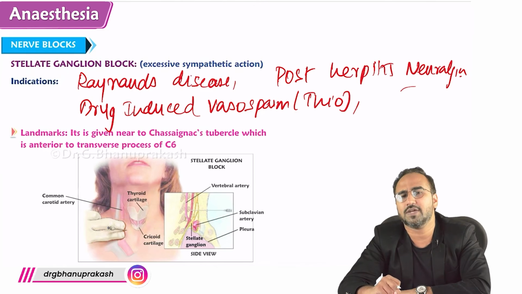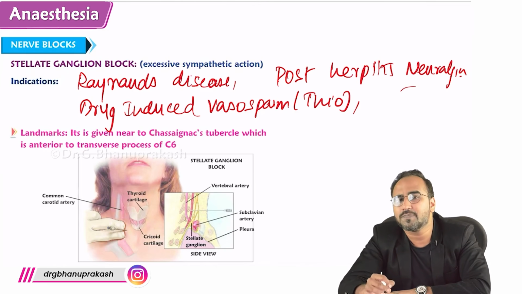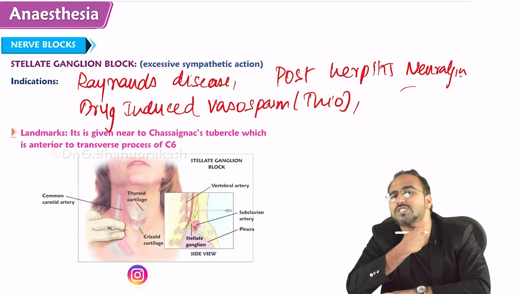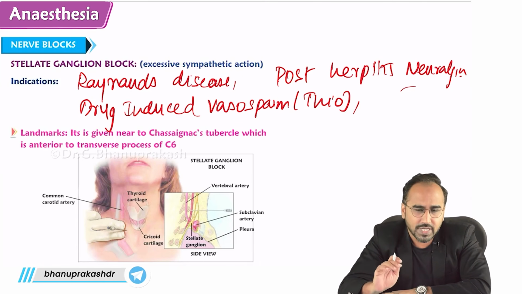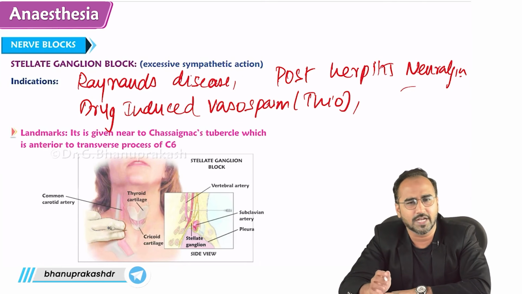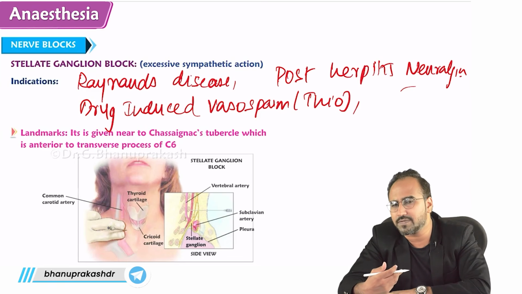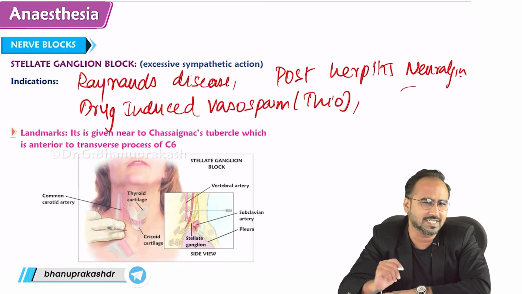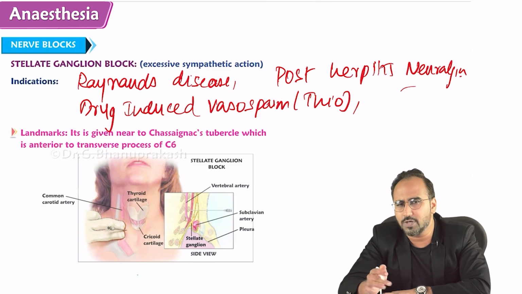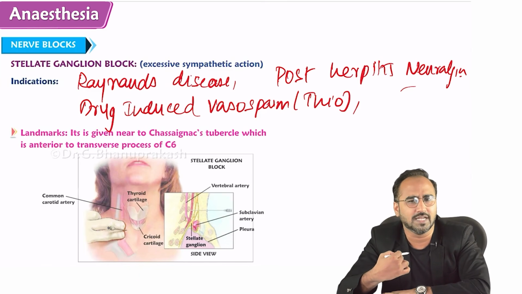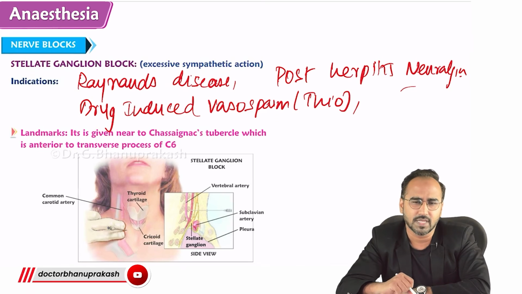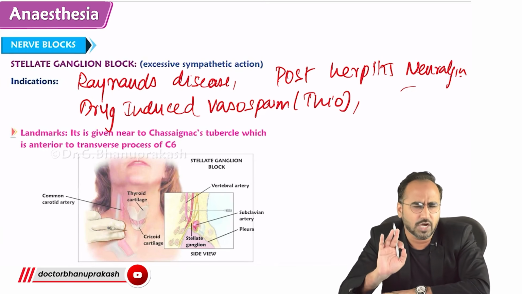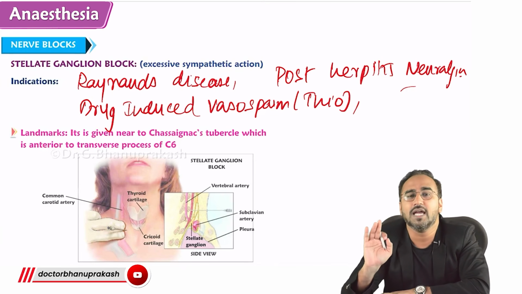Where is the stellate ganglion? Stellate ganglion is present anterior to the process of C6 vertebra. So first you need to locate the stellate ganglion. There is a tubercle called Chassaignac's tubercle. Once you locate it, then you have to insert the needle and give the local anesthetic in the stellate ganglion.